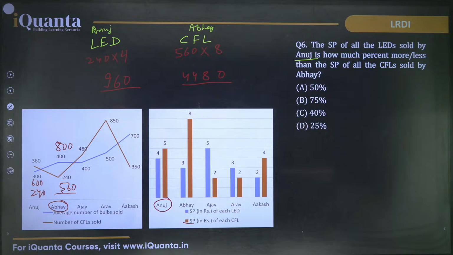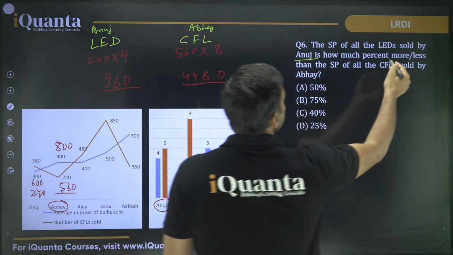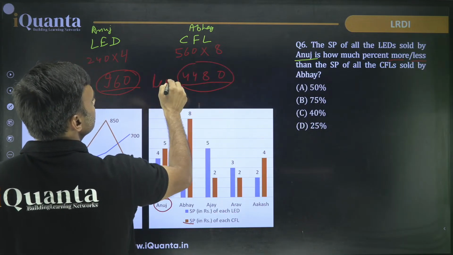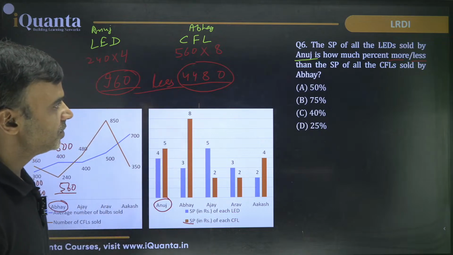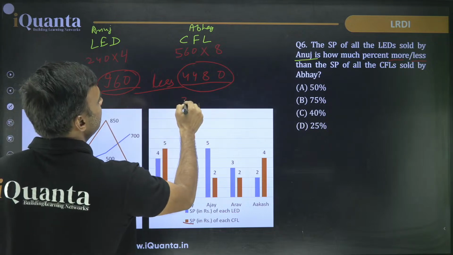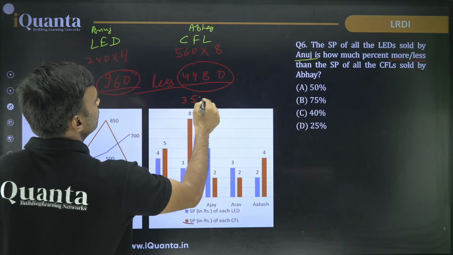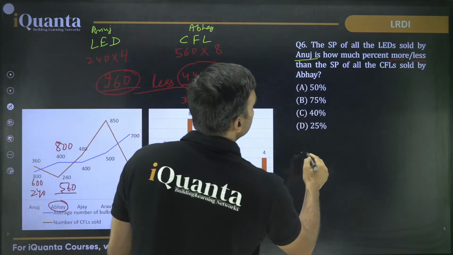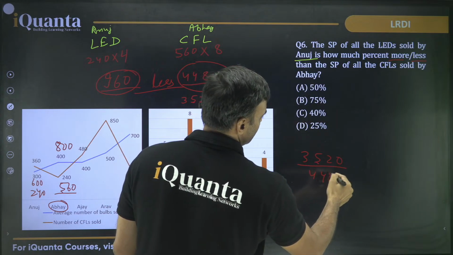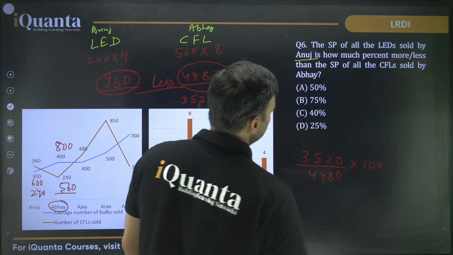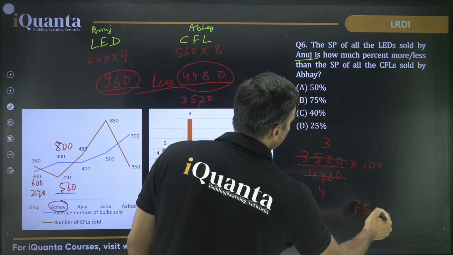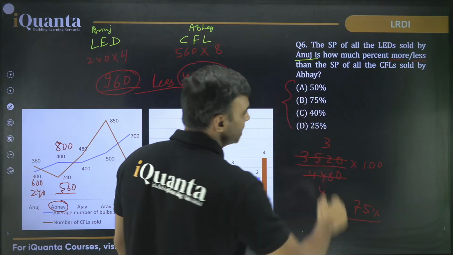Right? Then it says, how much percentage more or less? So this is clearly less than this. So this should be around 80%, right? How much is it less? It is 3520. So how do I calculate? 3520 divided by Abhay. Abhay is 4480. Normal percentage calculation into 100. So 11 threes are almost 3 and almost 4. So 75% approximately. If you look at the options, they are very far.